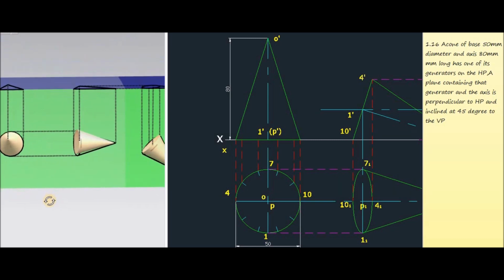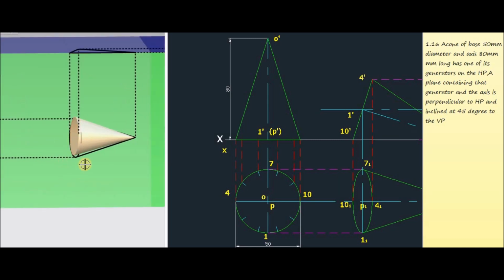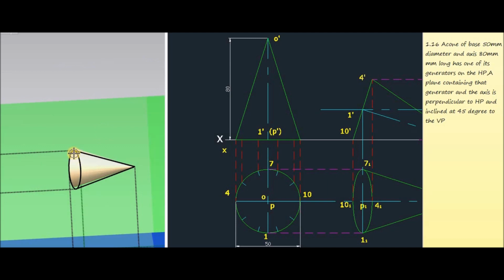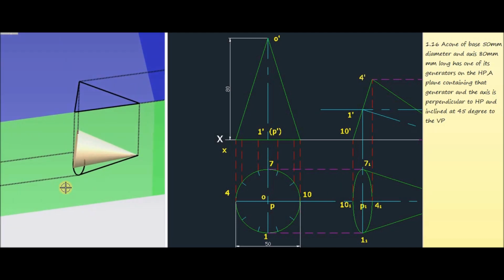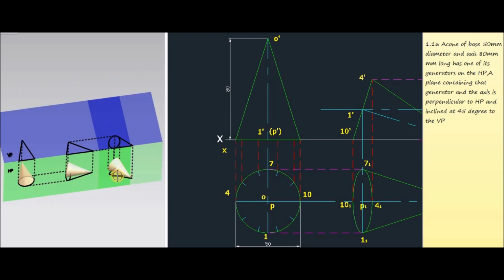Then for getting the top view, we have to observe from the top side, then project all the base points and the vertex into the horizontal plane. Then we will get another figure like this. This one represents the top view corresponding to the second stage.